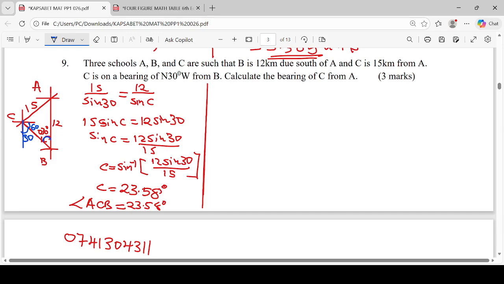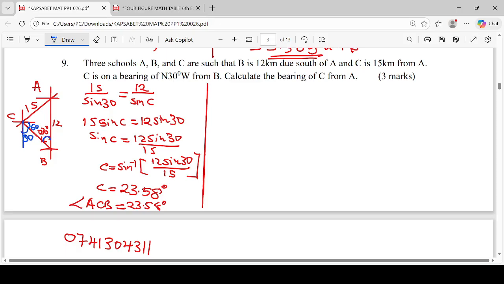And let's keep revising. That's what I can advise learners. Mathematics needs a daily practice. If you practice it on daily basis, it might become very simple for you. So after we said that 15 over sine 30 is equal to 12 over sine C, we got the value of C, that is the total angle there, as 23.58.